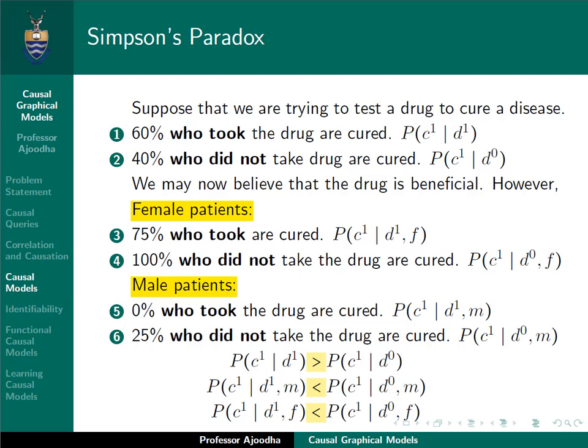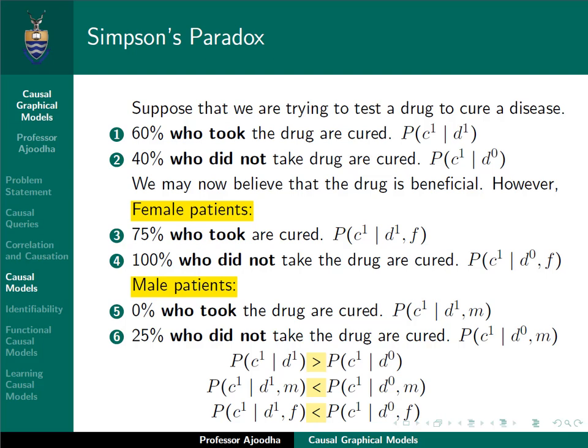So suppose that 60% of patients who took a drug were cured. Okay, so that's written down there. Only 40% of the patients who did not take the drug were cured. At first glance, this statistic kind of infers that the drug is beneficial. But then what happens when we look at it by gender?